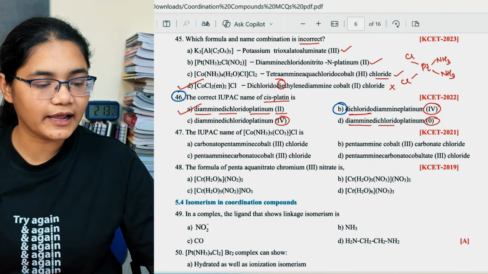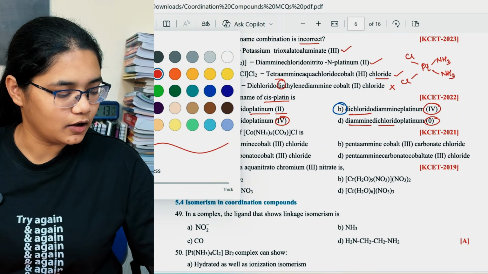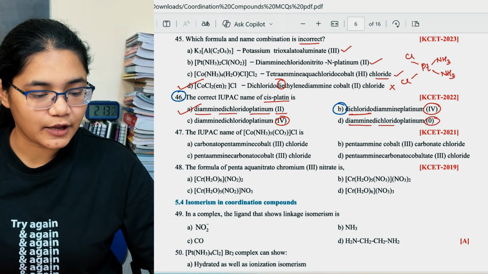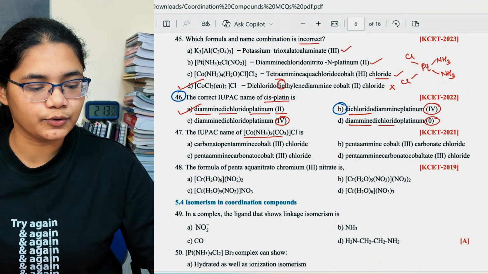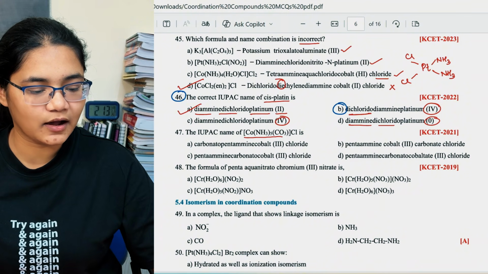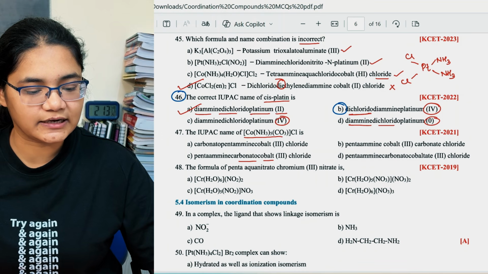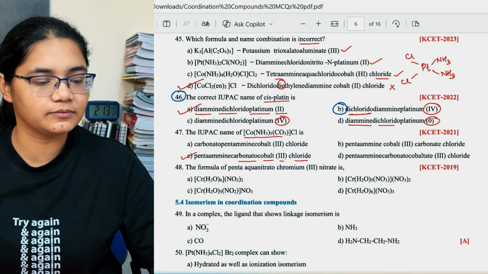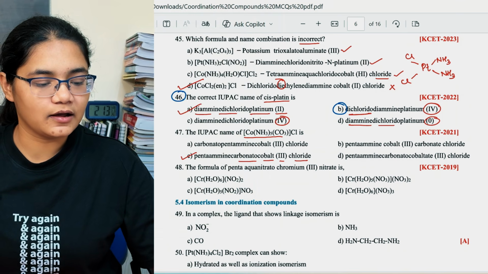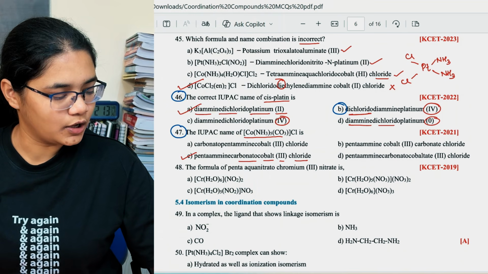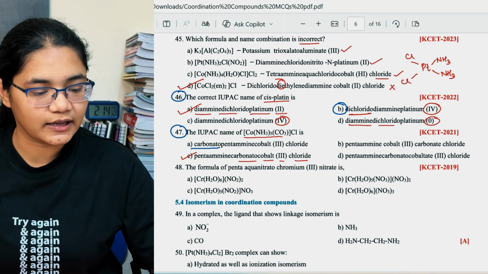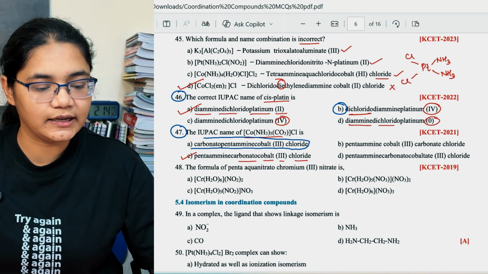Okay. Next, moving to question number 47. The IUPAC name of the given compound. So you can see first of all pentaammine should come, then carbonato, then cobalt, and the oxidation state is 3, and chloride. So option number C should be the correct answer. But the answer given here is also wrong. The answer given here is option A, which is completely incorrect.